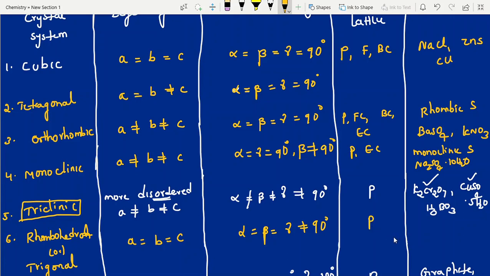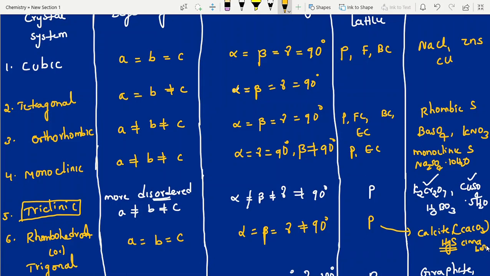And rhombohedral examples I am writing here: calcite. The calcite is nothing but calcium carbonate. And cinnabar, HgS. This is mercury sulfide, cinnabar. That's it, students.